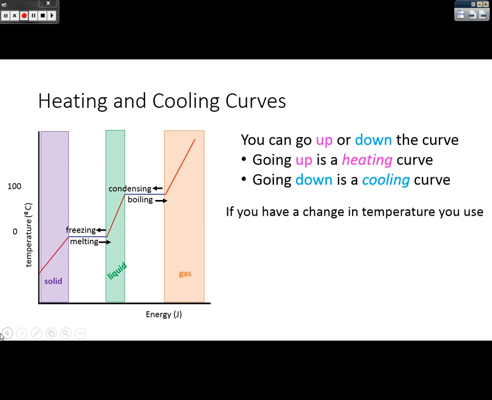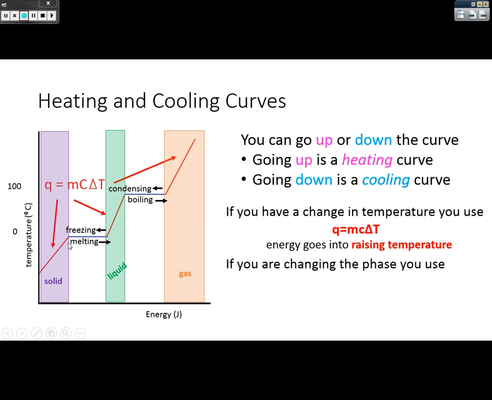Now, if you have a change in temperature, you're going to be using the equation from those first equations that we looked at, Q equals mc delta T, because obviously the delta T stands for change in temperature. So that's going to be those red sloping lines. What Q equals mc delta T means is that all the energy you're putting in is going into raising the temperature of the substance. So it's those sloped lines where you've got a vertical change in temperature. That's why they have a slope.